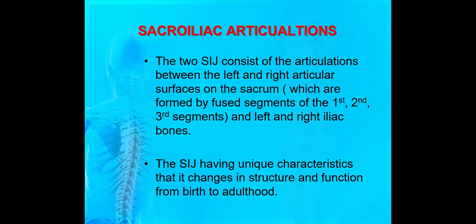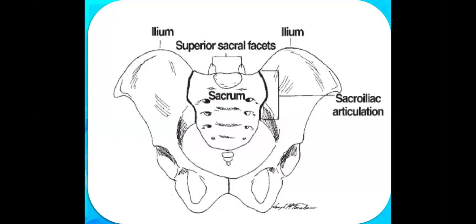So we can say that this ear-shaped auricular surface of the sacrum is made by the first, second, and third segment. All of them have a contribution at that articular surface, and the left and right iliac move. The SIJ, the sacroiliac joint, has a unique characteristic: it changes in structure and function from birth to adulthood. And what is that change?